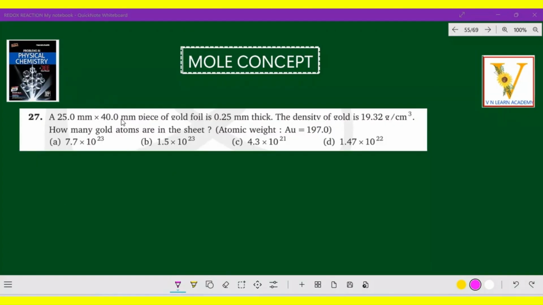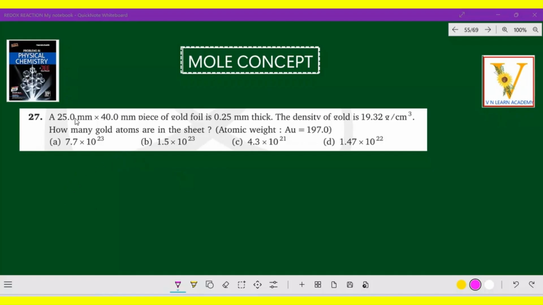A 25.0 mm by 40 mm piece of gold foil is 0.25 mm thick. The density of gold is 19.32 gram per centimeter cube. How many gold atoms are there in the sheet? This is a very important question nowadays because the gold rate is very high. Let us learn this question thoroughly at least.